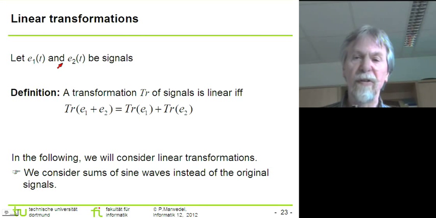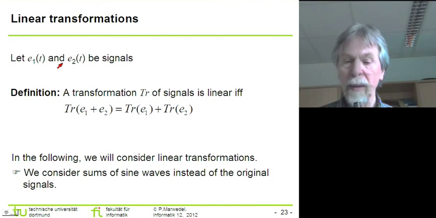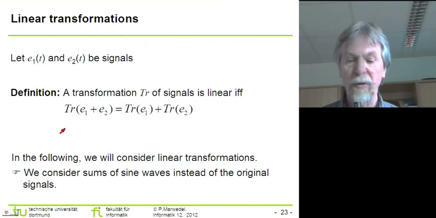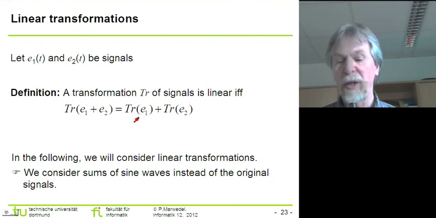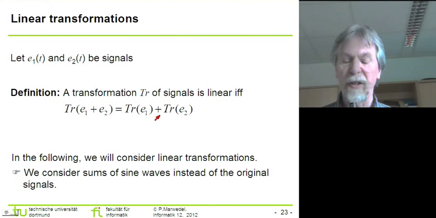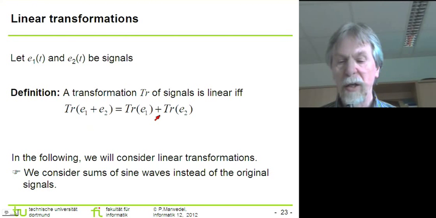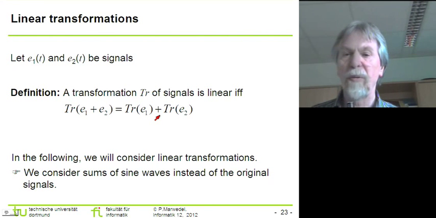That means that signal processing is assumed to just perform linear transformations. Now, what's a linear transformation on signals? A transformation, that means a certain function applied to one of these signals, is called linear if the transformation applied to the sum of two signals is equal to the transformation applied to each of these signals separately, and the resulting values then added.